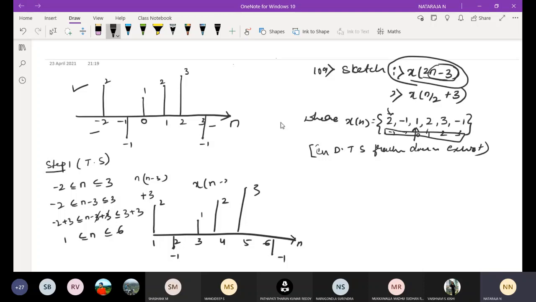Now we need to find x(2n-3). We already got n-3; 2n-3 we need to get. For that we have to take this sample, which will vary from 1 ≤ n ≤ 6. N is replaced by 2n: 1 ≤ 2n ≤ 6, divided by 2 throughout. The equation becomes 1/2 ≤ n ≤ 3.